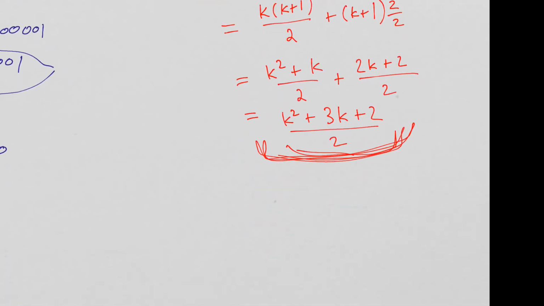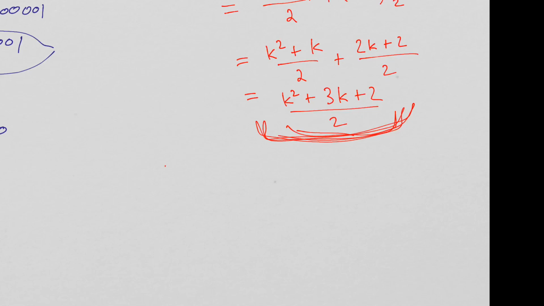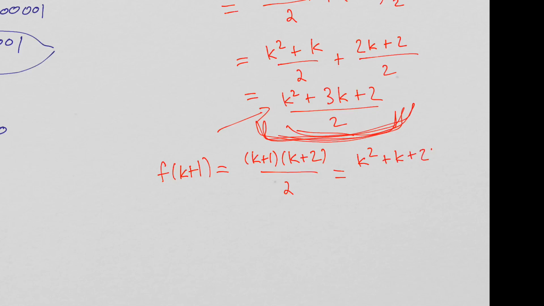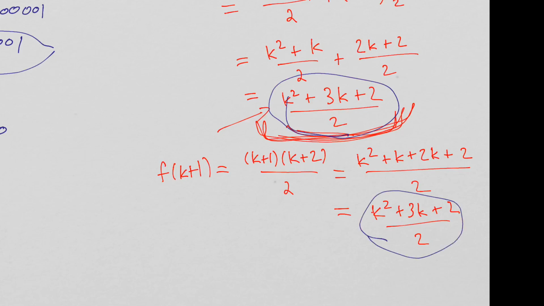And so now I'm going to check the other side. So what's f of k plus 1? Because that's the thing I want to know, is S of k plus 1 equal to f of k plus 1? So this is now k plus 1 times k plus 1 plus 1, which is k plus 2, over 2. And I'm going to multiply this through. So k squared plus k plus 2k plus 2 over 2, just multiplying through. And that thing is then k squared plus 3k plus 2 over 2. And look at that. Those two expressions are the same.